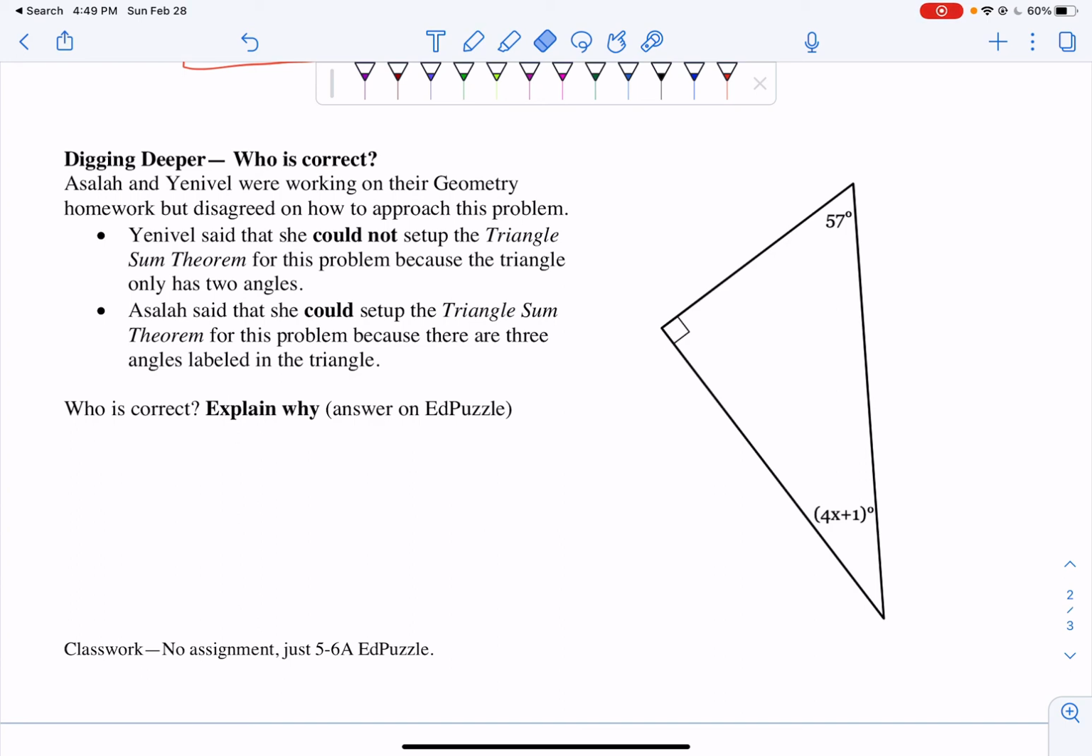So I'm actually going to ask that you do this one on the edPuzzle. So actually write in a few sentences on who is correct and why. I'll give you a few moments.